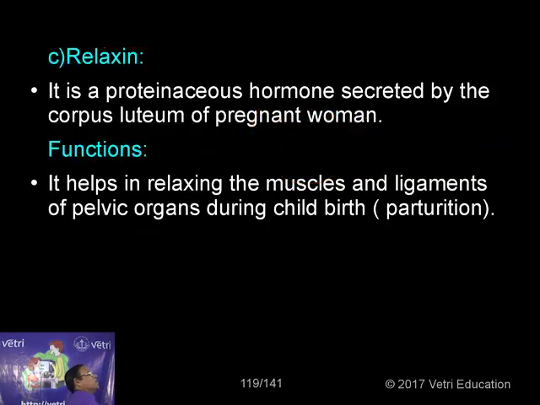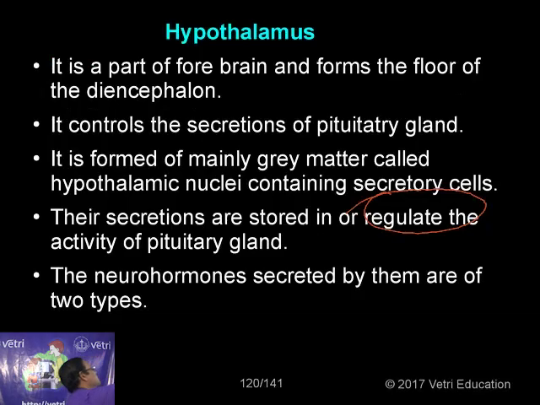Now, relaxin is another hormone. Progesterone is the pregnancy hormone. Relaxin is released at the time of pregnancy and also at the time of delivery. From the name itself, we see that it causes relaxation. It is a protein hormone, not a steroid. It is concerned with the relaxation of the ligaments and pelvic muscles at the time of parturition, otherwise called childbirth. It relaxes the muscles and ligaments of the pelvic organs during childbirth. So that's about the different hormones released by the different glands.